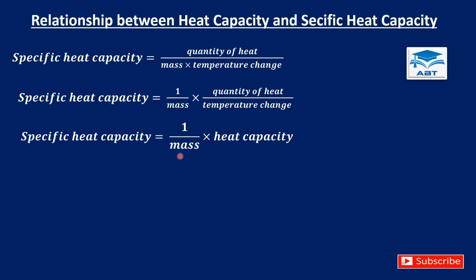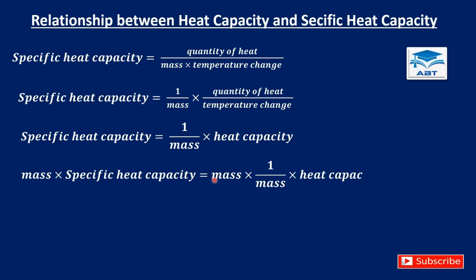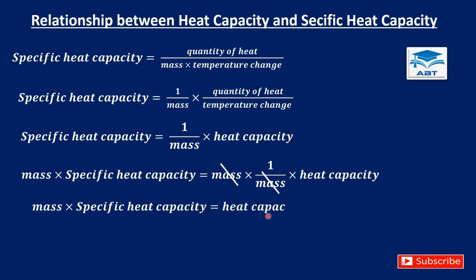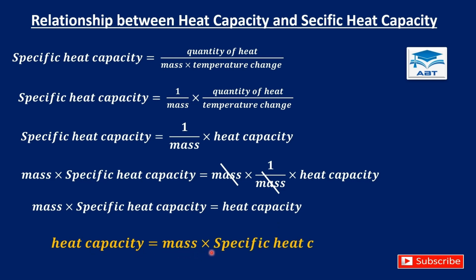And now the LCM is mass. So let's multiply through by mass. We have mass times specific heat capacity is equal to mass times 1 over mass times heat capacity. And we can cancel out mass here, and have mass times specific heat capacity is equal to heat capacity, or heat capacity is equal to mass times specific heat capacity. And this is the relationship between heat capacity and specific heat capacity.